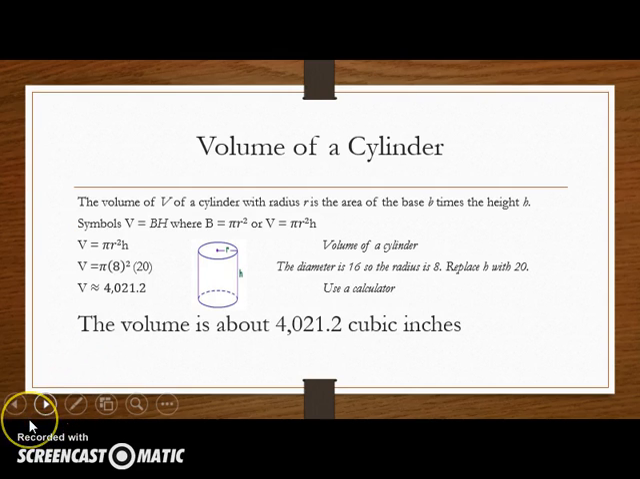Volume of a cylinder. The volume V of a cylinder with radius r is the area of the base times the height. Symbols: V equals B times H, where B equals pi r squared, so V equals pi r squared times height. That's the volume of a cylinder. V equals pi times 8 squared times 20. The diameter is 16, so the radius is 8. Replace H with 20. Volume is approximately 4,021.2. The volume is about 4,021.2 cubic inches.